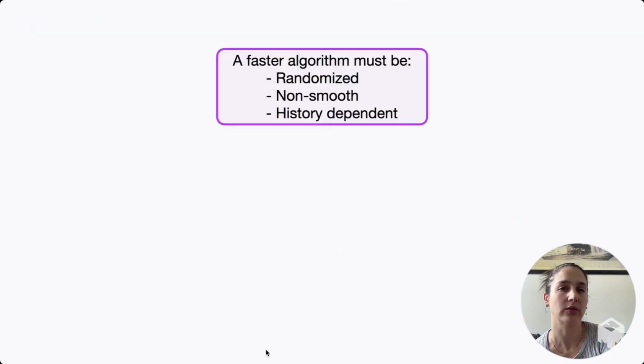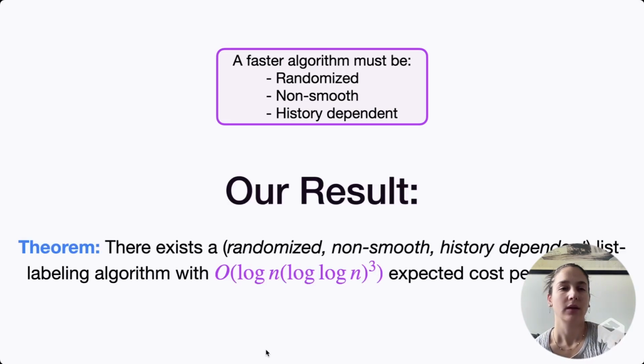So given all these lower bounds, we know approaching this work that a faster algorithm has to be all of randomized, non-smooth, and history-dependent. And that's exactly what we were able to show. So our algorithm gives log n times (log log n) cubed expected cost per operation. And in the rest of this talk, I'm going to talk about how we use these properties of non-smoothness and history dependence in order to get this bound.